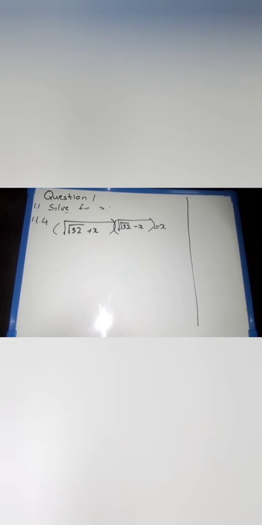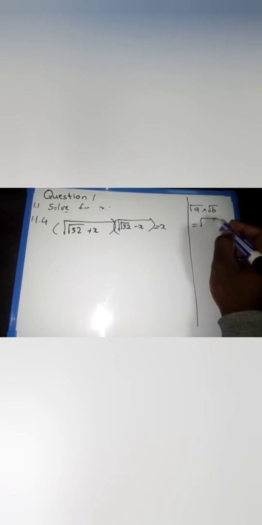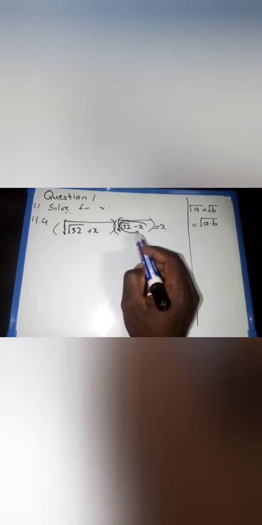So the trick of this question would be to know your square root rules. We know that if you have square root a times square root b, this will be equal to square root of a times b. So basically here you have two square roots. You're going to treat what's inside of the square root as your a and your b. So this I'll treat as my a and this I'll treat as my b, which means I'll have square root of (32 plus x) times (32 minus x) is equal to x.